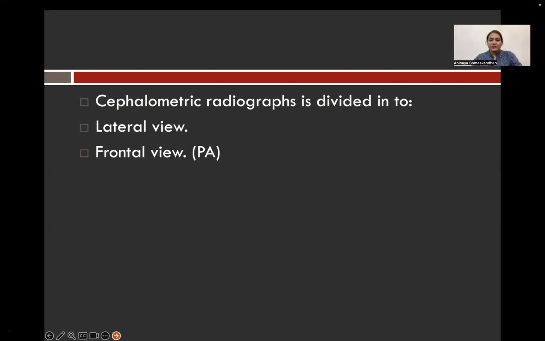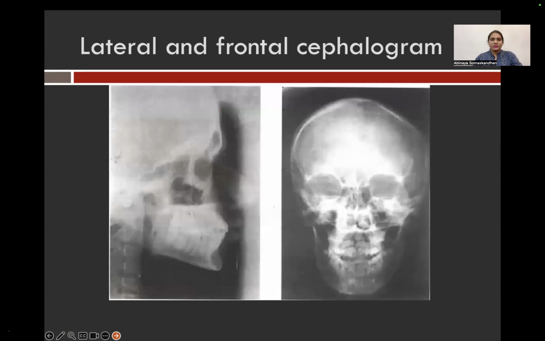So, the lateral cephalogram and frontal cephalogram. There are two main cephalometric radiographs. The lateral view is the lateral cephalogram and the frontal view is called the PA ceph. So the one on the left is the lateral ceph and the one on the right is the PA or frontal view ceph.